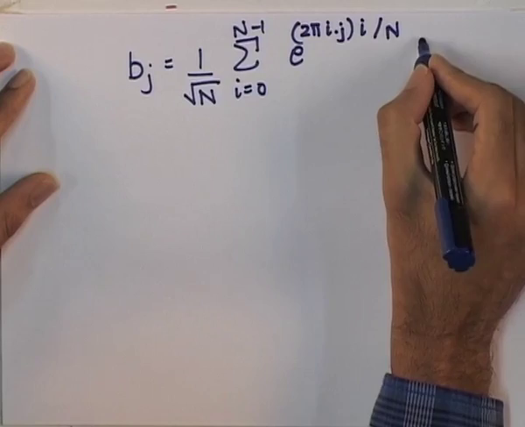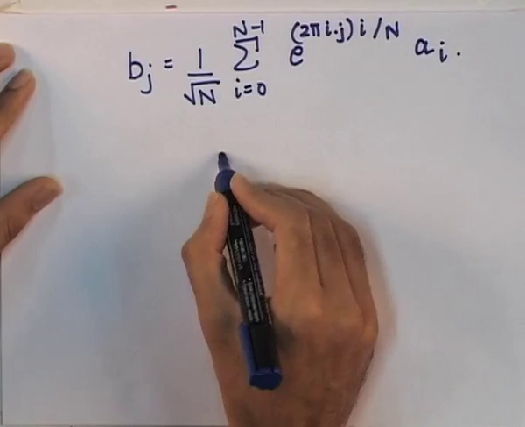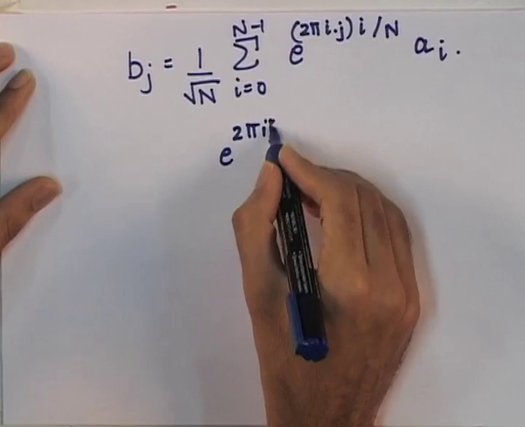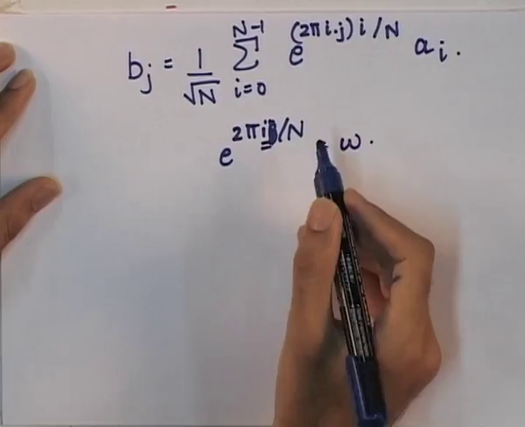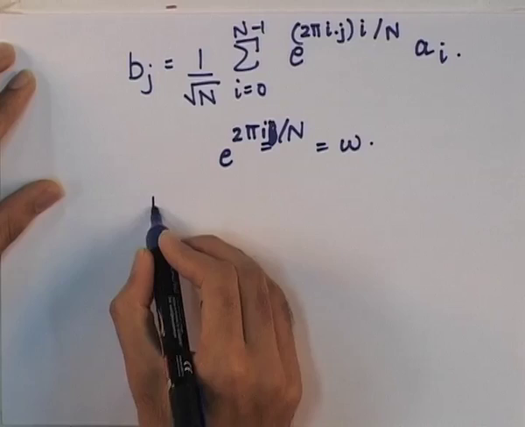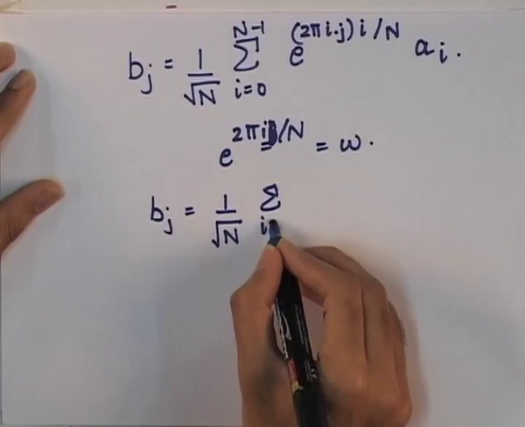Suppose e raised to 2 pi i upon N is denoted by omega. Here i is the imaginary i. So if we denote this by omega, we get b of j is equal to 1 upon root N summation of i going from 0 to N minus 1 omega raised to i j a_i.